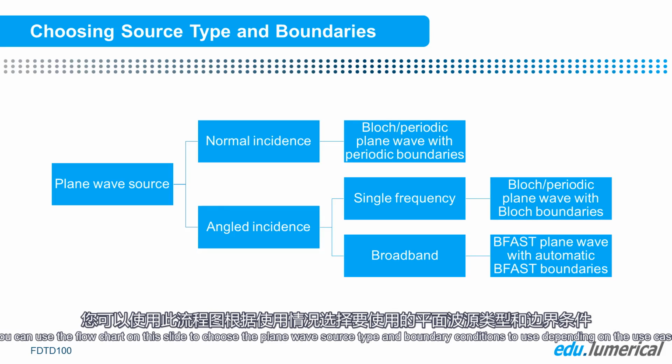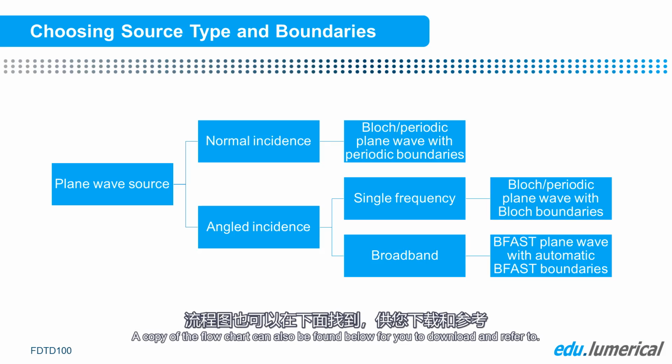You can use the flowchart on this slide to choose the plane wave source type and boundary conditions to use depending on the use case. A copy of the flowchart can also be found below for you to download and refer to.